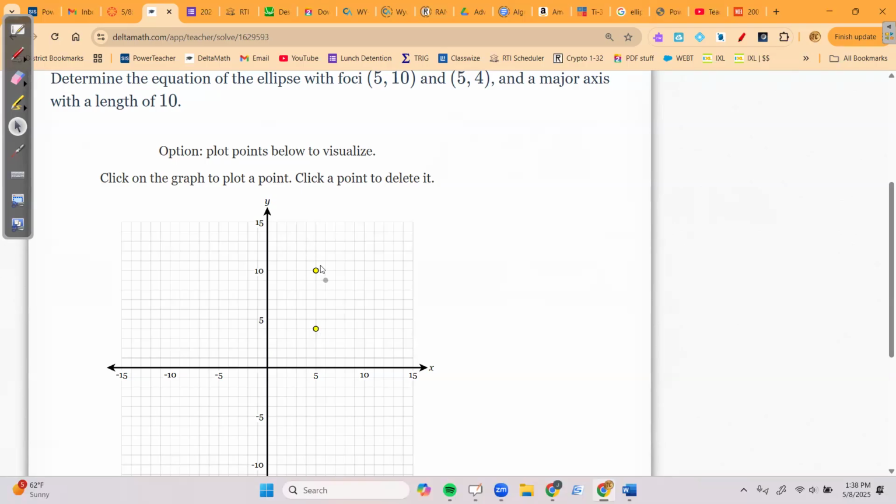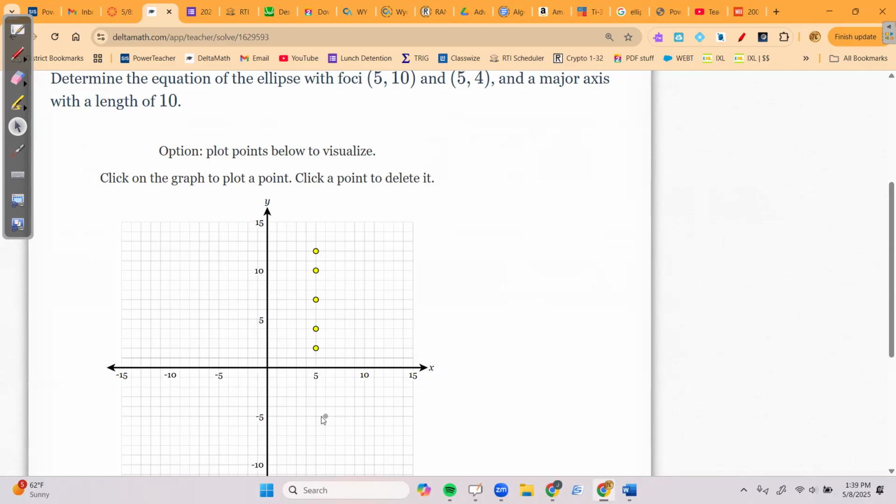Because those are the foci, they have to lie along the major axis. So the major axis is where I'm moving my mouse here, you can see me moving up and down. And the major axis has a length of 10. So we would also agree that the center has to be right halfway between the foci, which would be right there. And since the major axis length is 10, you split that in half and do 5 up and 5 down. So there's 1, 2, 3, 4, 5, and 1, 2, 3, 4, 5.